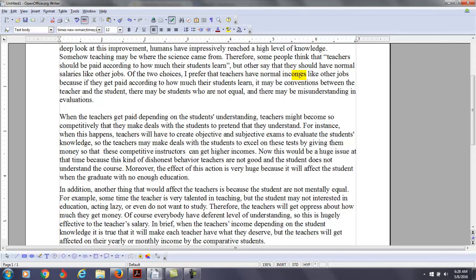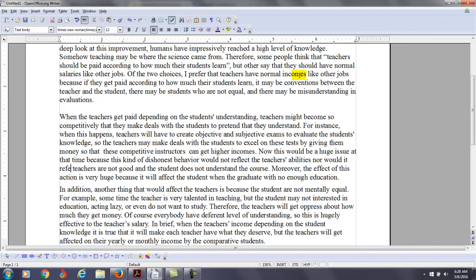So this kind of behavior would not reflect the teacher's abilities, nor would it. So it looks like I'm going to say I think it's pretty clear here you don't understand the apostrophe, right? So figure that out. See if you can figure that out over the next week or so.